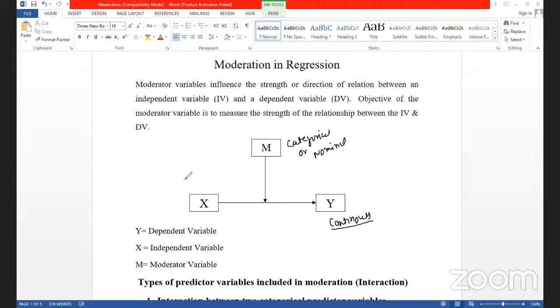And again it is categorical data. So the first condition is that y is continuous or metric, and x plus the moderator both are non-metric, meaning categorical. The categories may be two or three. So there may be three types of predictor variables. One, when both the independent and moderator variable are categorical. Okay, that is one condition.